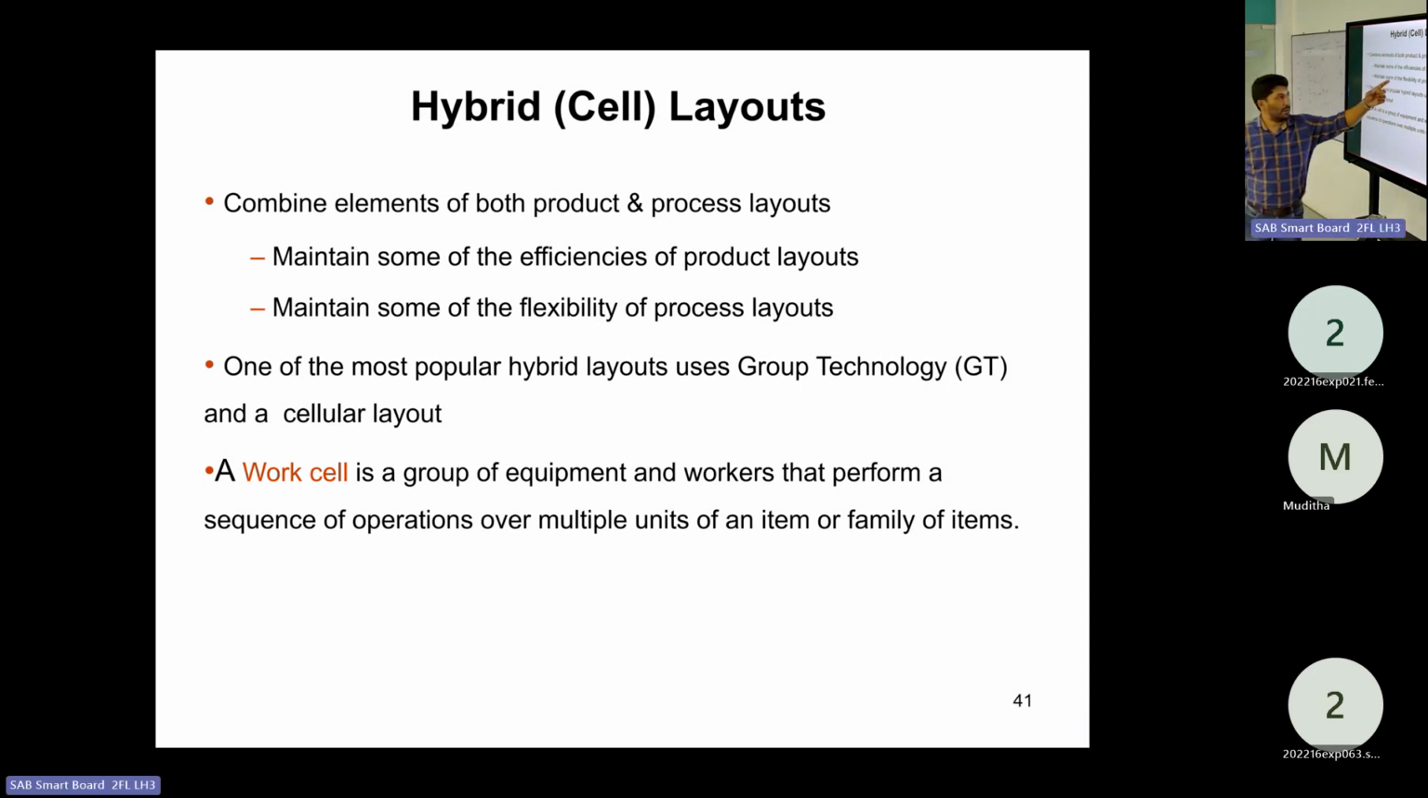Product layouts are capable of producing high efficiency, and process layouts are capable of maintaining flexibility. So, using this work cell arrangement for hybrid layouts, we try to have both advantages. A work cell is a kind of process arrangement from starting to the end in a product-oriented manner. Likewise, there can be a few cells.